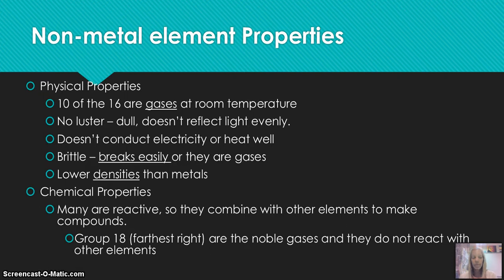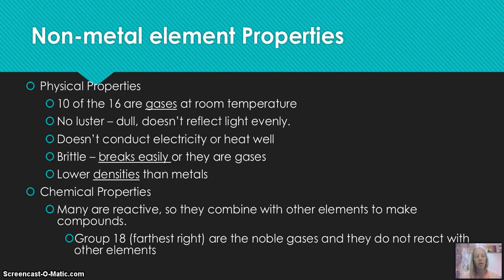Chemical properties. Many are reactive. The ones further on the left side, closer to the zigzag line, would be more reactive. So they often combine with other elements to make compounds. Group 18, which is all the way to the right, the far right column on the periodic table, are called noble gases, and they do not react with any other element.